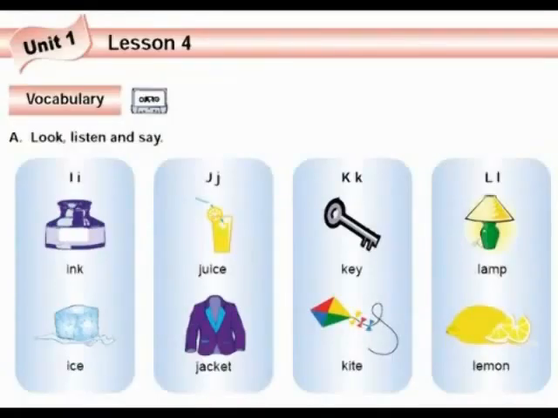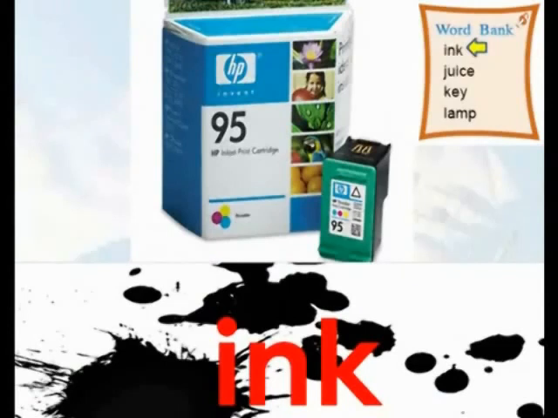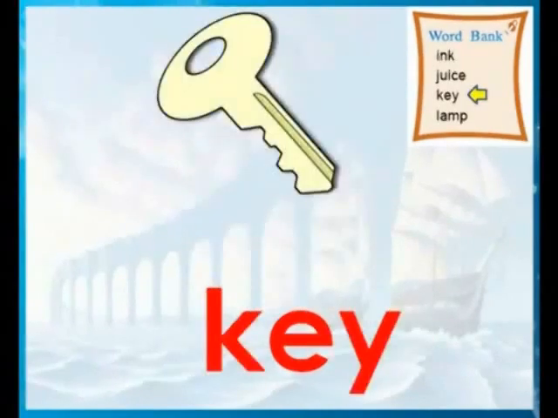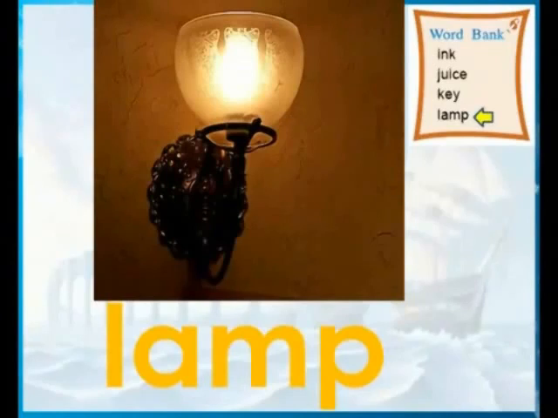Unit 1, Lesson 4, Vocabulary. Task A. Look at the letters, listen to the words that begin with each letter and repeat. I, ink, ice. J, juice, jacket. K, key, kite. L, lamp, lemon. Ink. Juice. Key. Lamp.